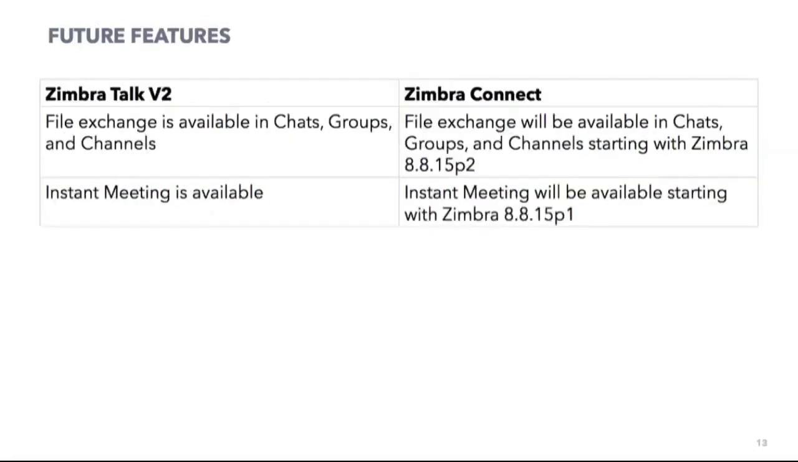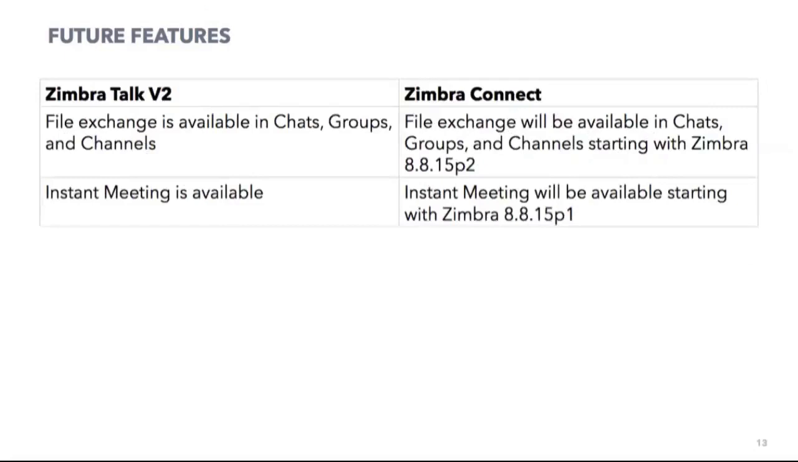So there are a couple of things that you probably want to be aware of, just so that you know that there are certain features that if you've already worked with Zimbra Talk, you will have seen them in there, but they're not currently available in Zimbra Connect. So at the moment, the file exchange capability within chats and groups and channels is not available in Zimbra Connect, but that will be coming in a later patch. It's currently scheduled for patch 2.